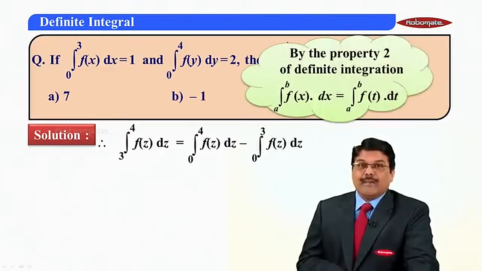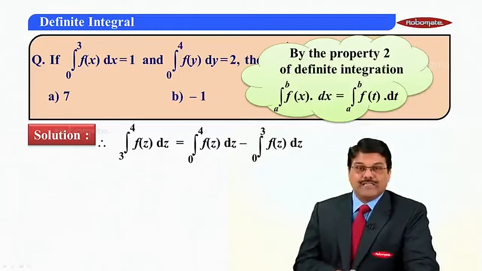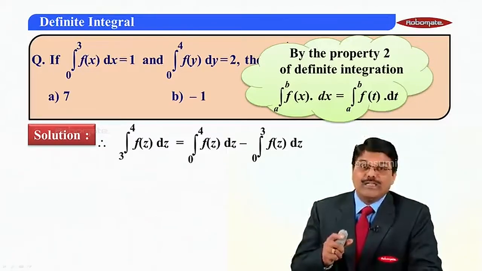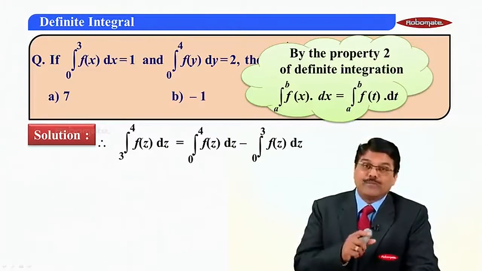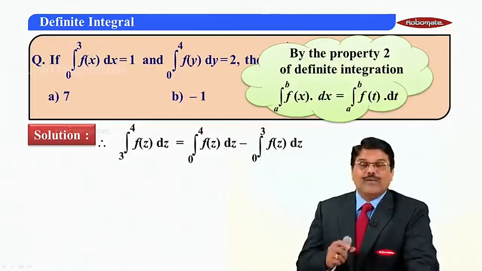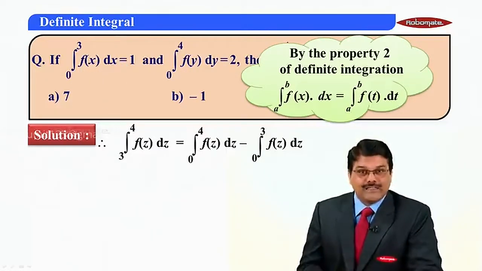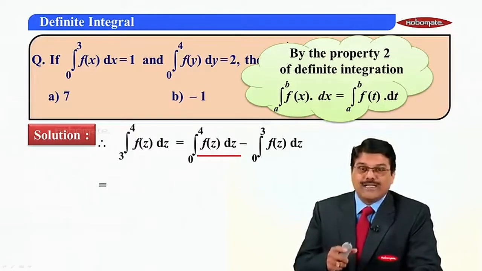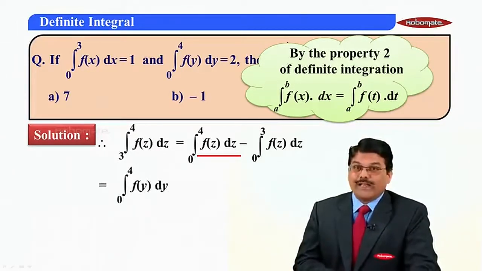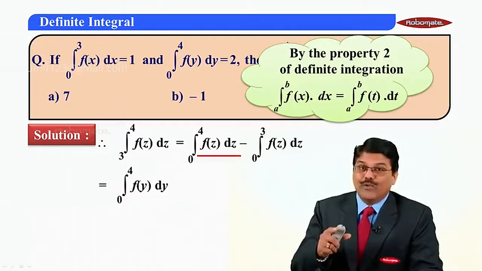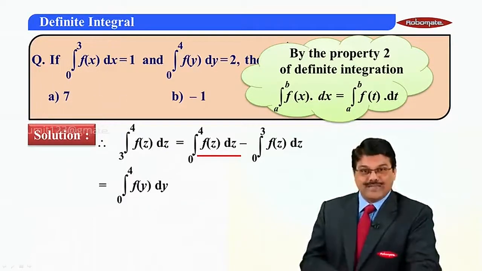Here, by using property 2 of definite integration, the integral of f of x dx from a to b is equivalent to the integral of f of t with respect to dt from a to b. It means we can change the variable provided the limits are the same. So by using this property here, instead of f of z with respect to z, what can we write? f of y with respect to dy from 0 to 4, since we know the value.